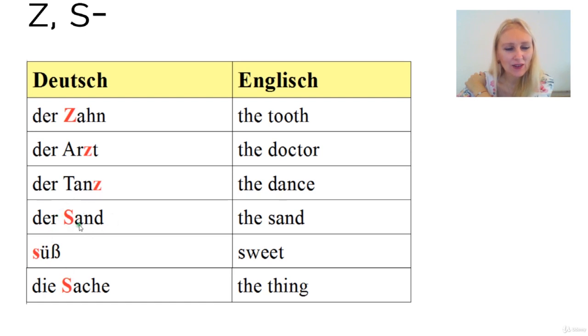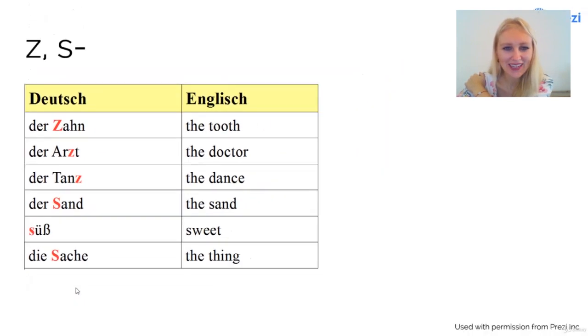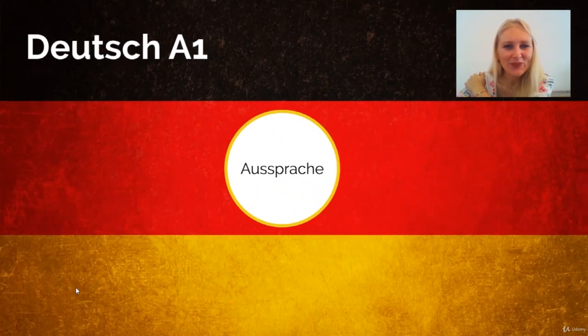Then whenever we have an S and then comes a vowel after that, we pronounce the S like the English Z, so it's der Sand, Sand. Okay, so it's not Sand, it's Sand. Der Sand, süß, die Sache. Okay, süß, here you see also an SZ, so you stretch the U-Umlaut here. Süß und die Sache. Okay, der Sand, süß, die Sache. Good.